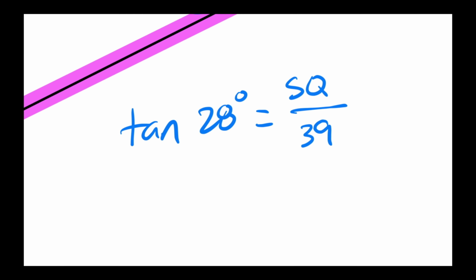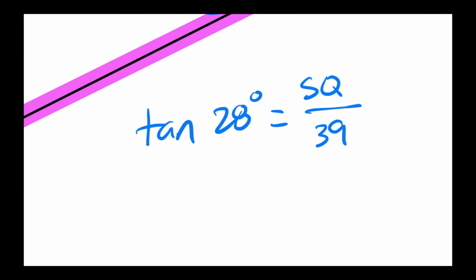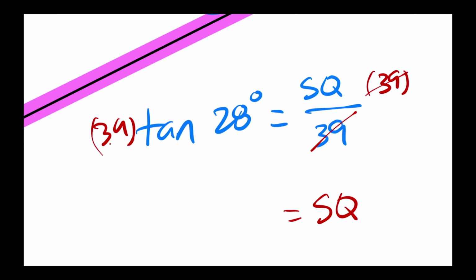So now let's do that. I have 39 in the bottom. So what's the opposite of dividing by 39? Multiplying by 39. And so these cancel. So SQ equals 39 times the tan of 28. So get your handy dandy calculator. Where's my handy dandy calculator? Well, I'll just use my phone.